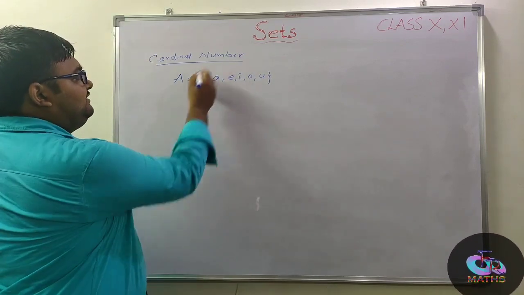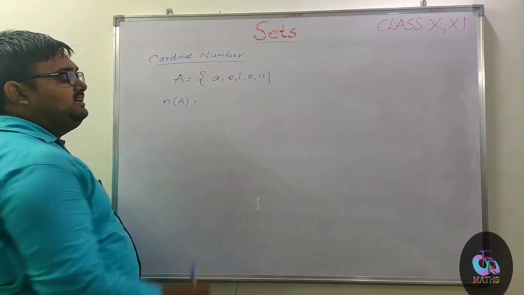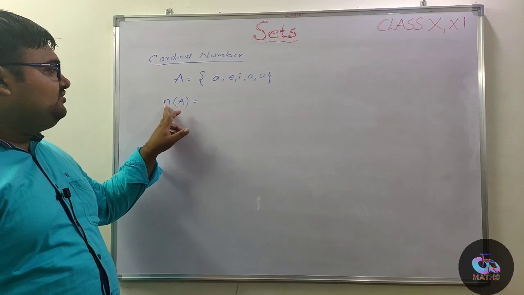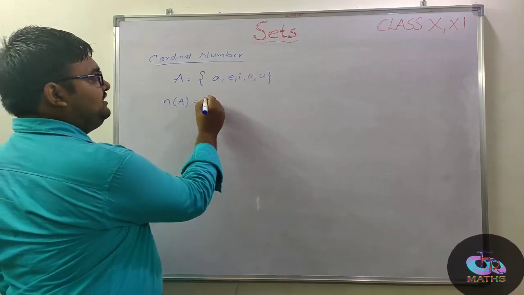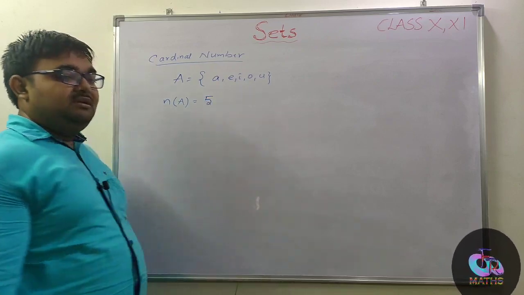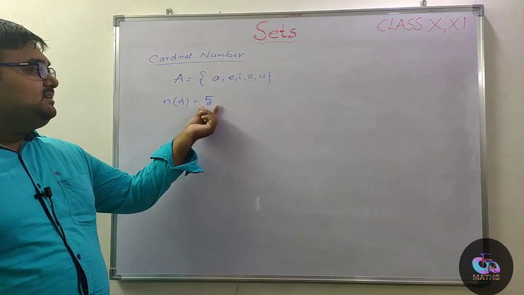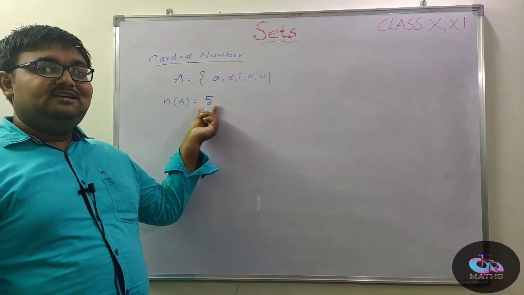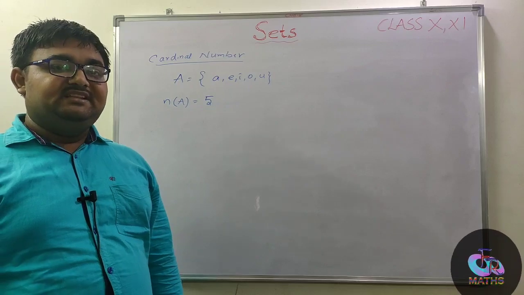Now this cardinal number is generally represented by n of the name of the given set. Here the set name is A, so n of A is equal to 5. The cardinal number of set A is nothing but 5. So cardinal number means the number of elements that are present in the given set.